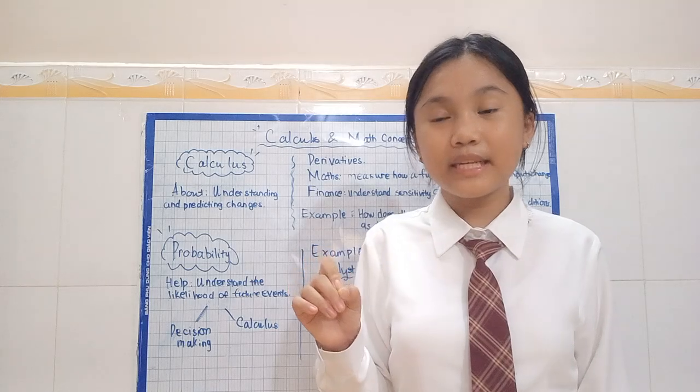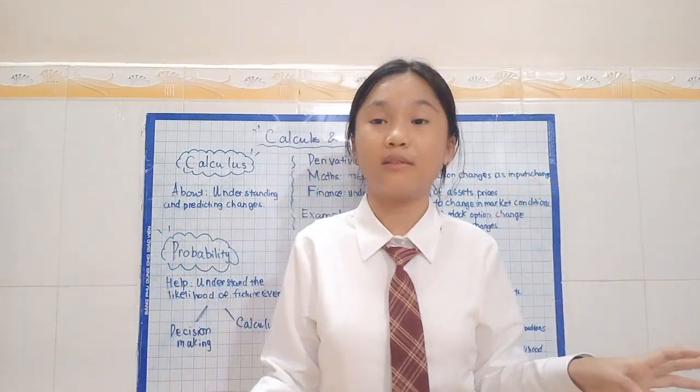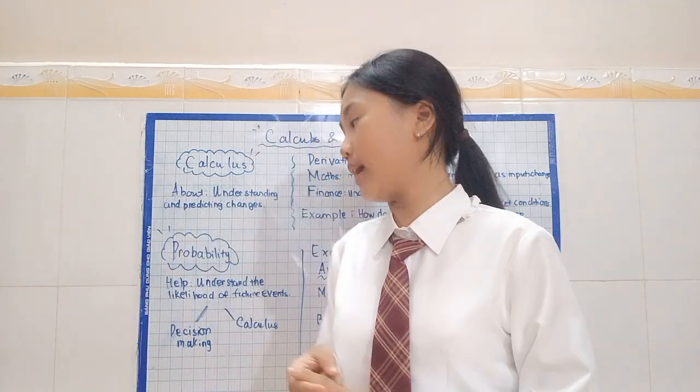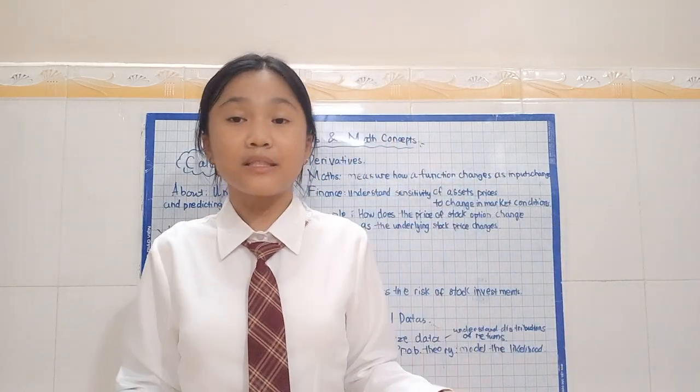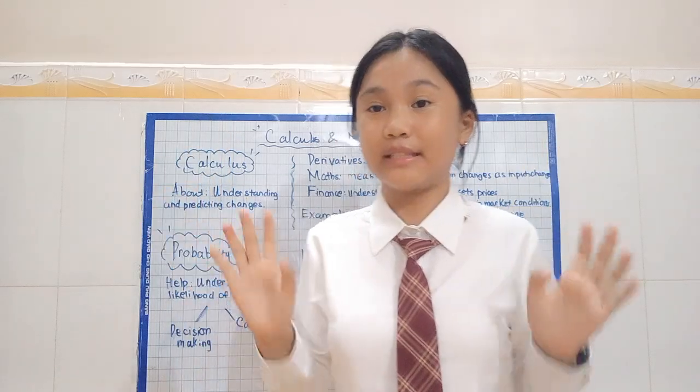Now let's look at the second concept, which is probability. Probability is used in every single aspect of life, from weather forecasting to jobs such as finance, insurance or actuary work. So what is probability? Probability helps us understand the likelihood of future events. Let's say we have the weather forecast. We base it on correct and accurate data, remember, accurate data, to predict the likelihood of how future events will change and happen.